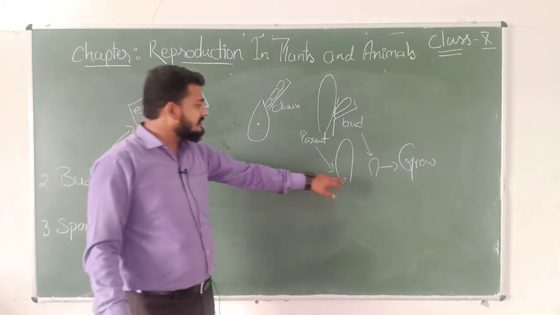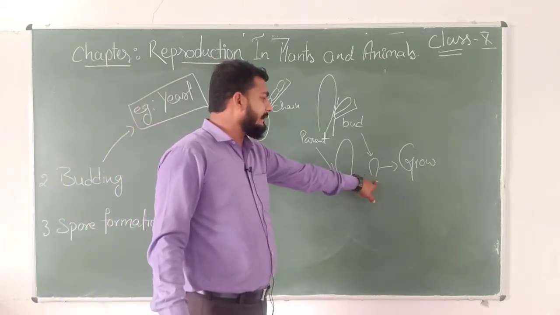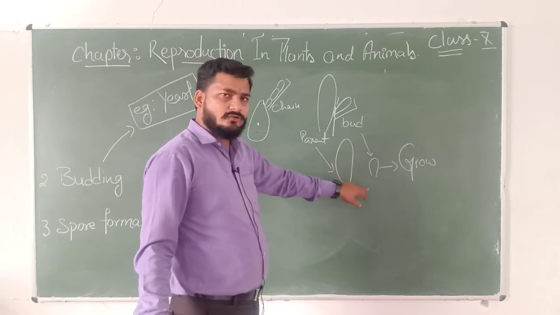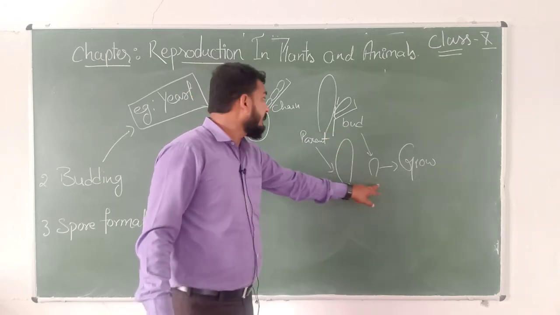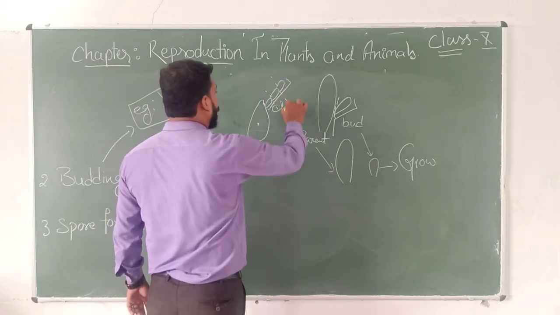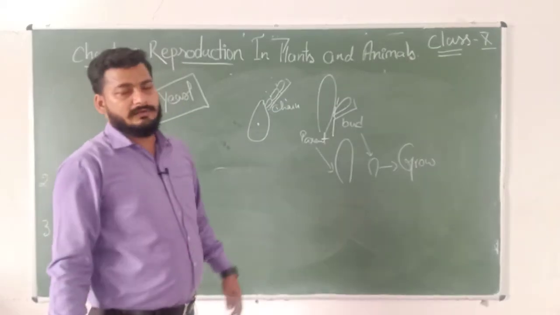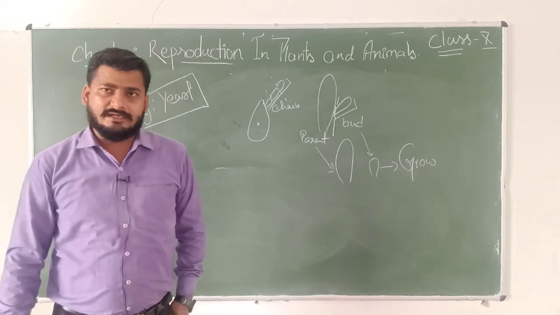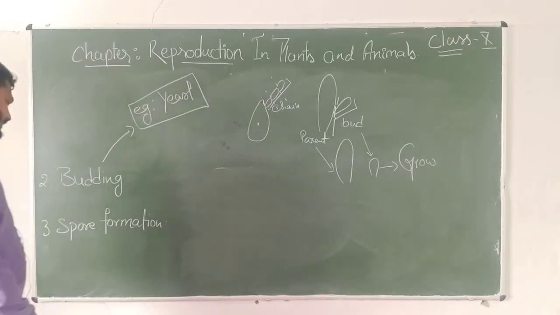Okay, we have also seen there has been growth of an independent organism. In some cases only one bud has been formed, so only one individual will grow. In this case, several buds are formed, so multiple organisms will be formed after the detachment of the buds.